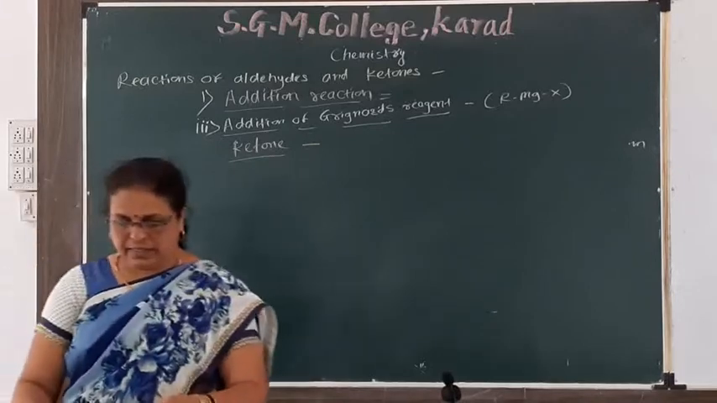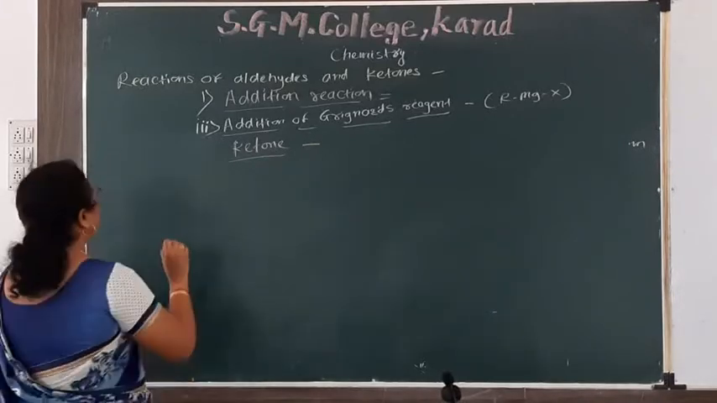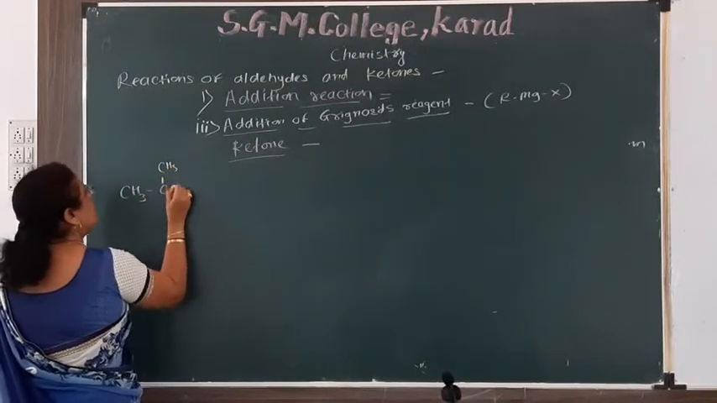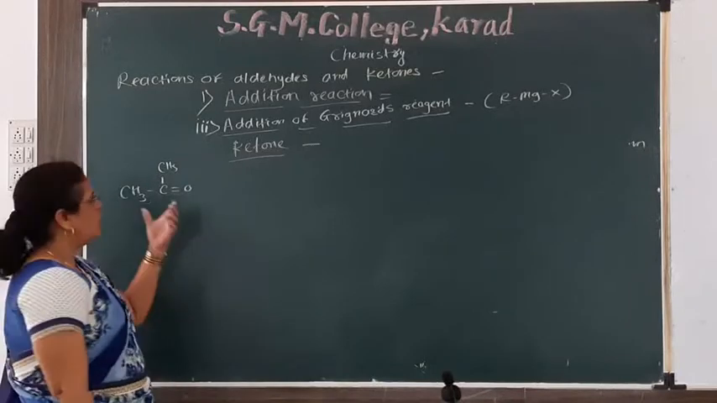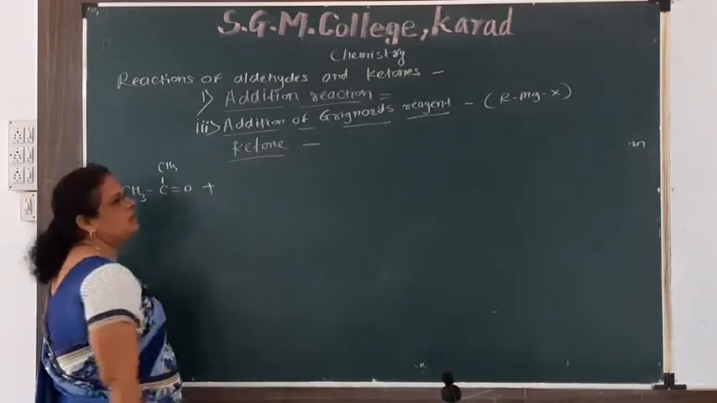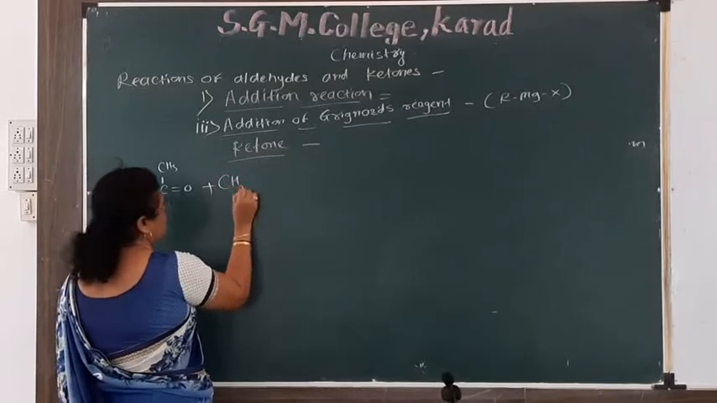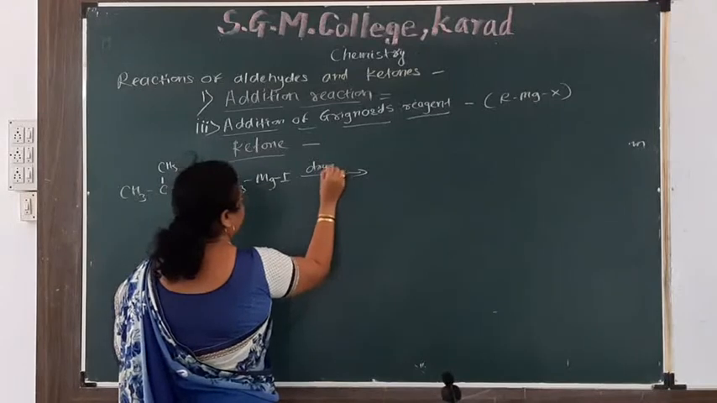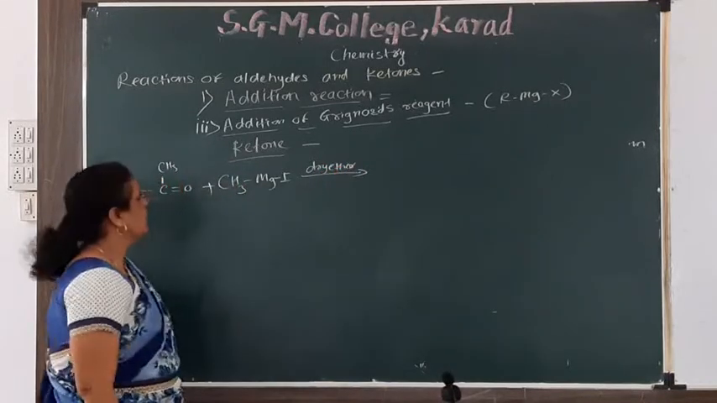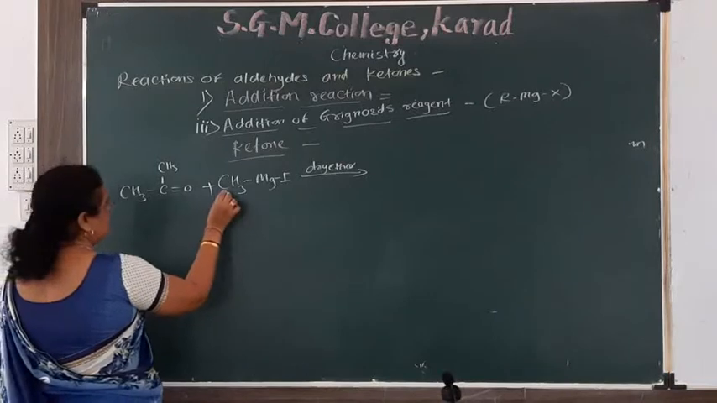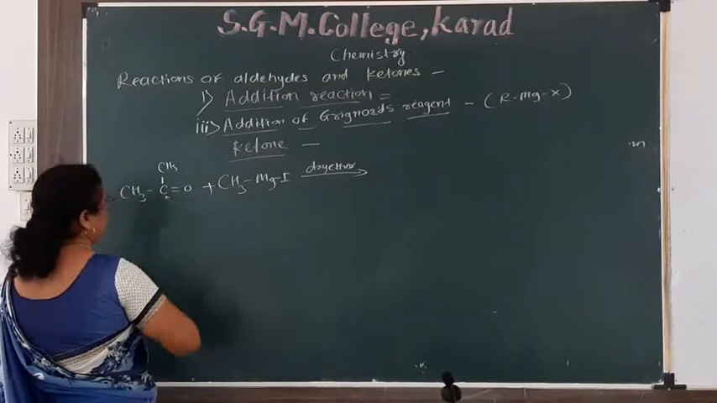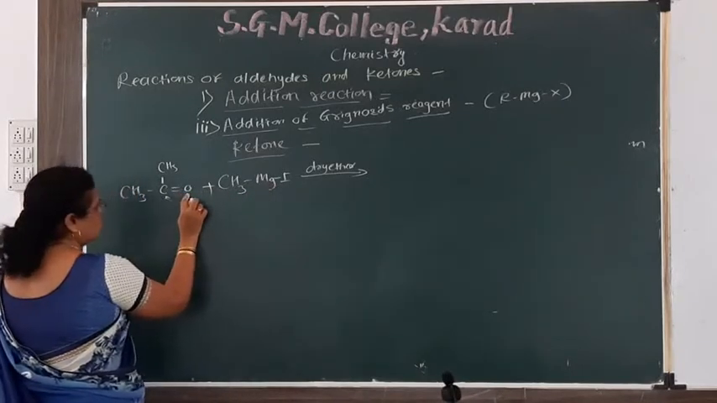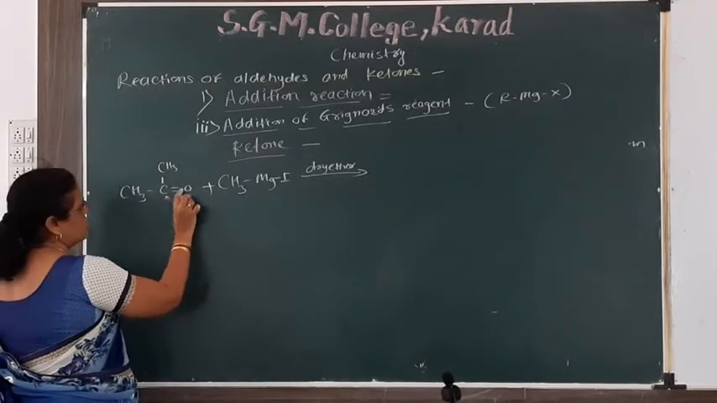for example, that is acetone. Acetone formula is CH3COCH3, with a C double bond O. This acetone reacts with methyl magnesium iodide, CH3MgI, in presence of dry ether. Then the CH3 group is attached to this carbon atom. This bond breaks and OMgI is attached to this oxygen atom. Double bond gets converted to single bond.